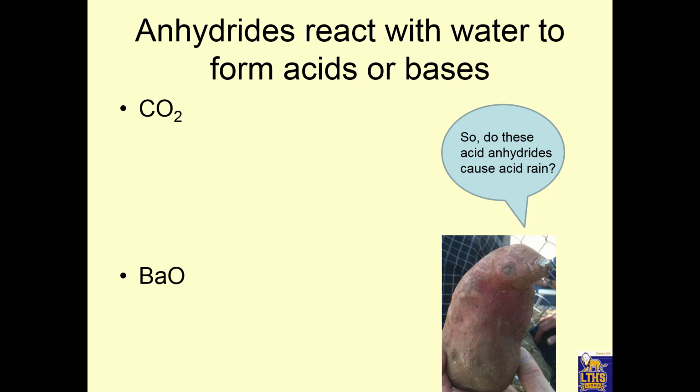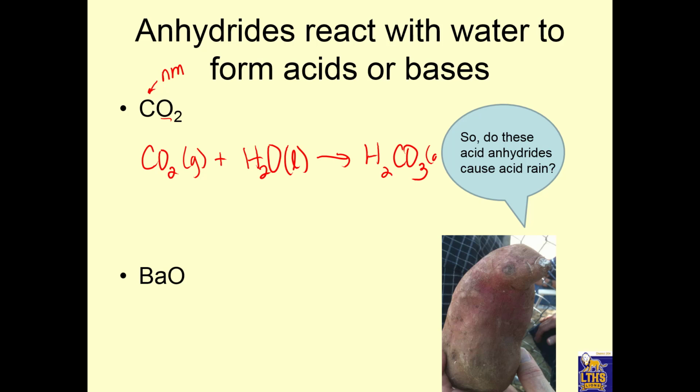So, anhydrides react with water to form acids or bases. So this is a non-metal, and it's an oxide. And so when you put carbon dioxide, which is a gas, into water, it forms H2CO3. So this is an acid. So we call this an acid anhydride, which is a non-metal oxide.